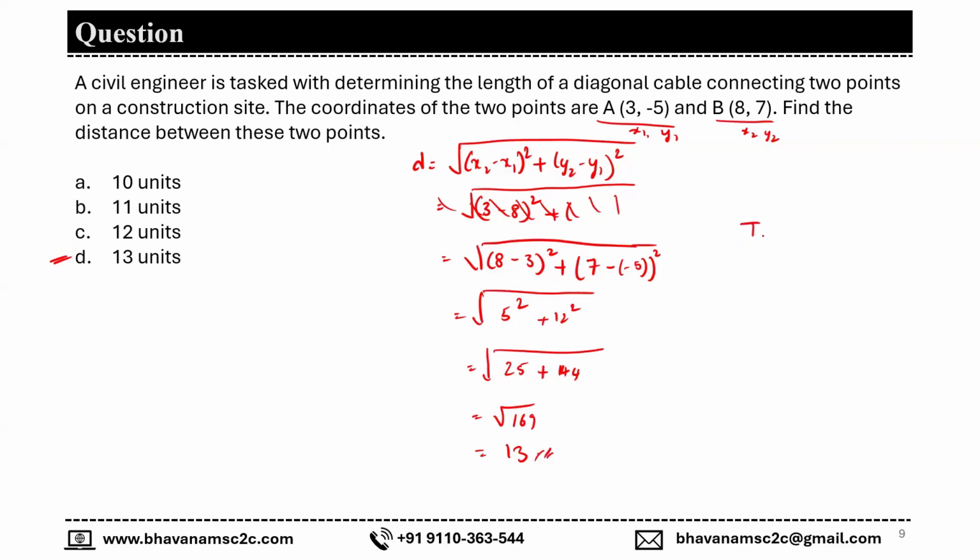You might be aware of the concept of triangular triplets. Triangular triplets means 3, 4, 5 and 5, 12, 13. Here I mean to say that 3 square plus 4 square is equal to 5 square. Similarly, 5 square plus 12 square is equal to 13 square. Do you know any other triangular triplet?